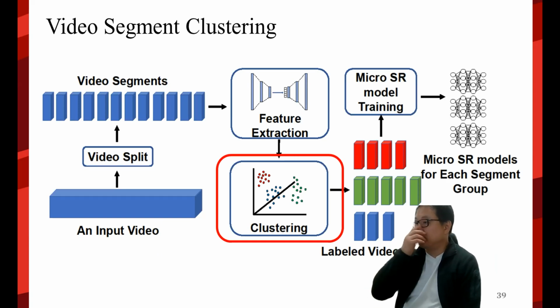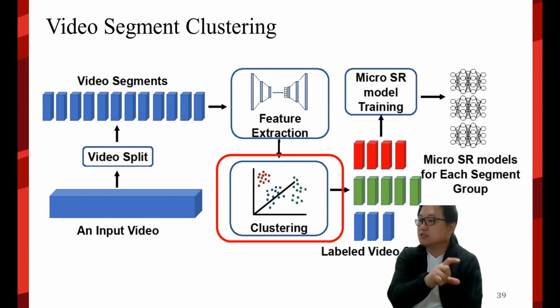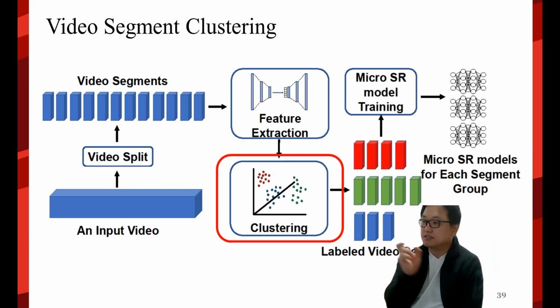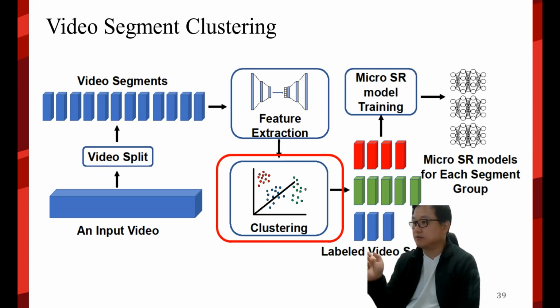If I'm watching a long-content video, a video is usually divided into scene 1, scene 2, scene 3, scene 4, right? If scene 1 is the very same environment as scene 7, I can use the same model for scene 1 and scene 7. Okay. Then I make many SR models, super resolution models.